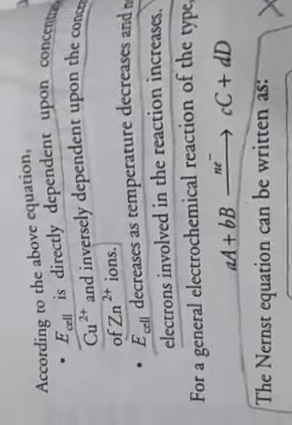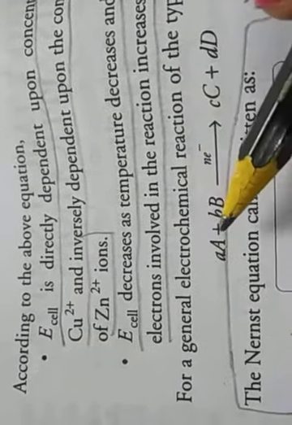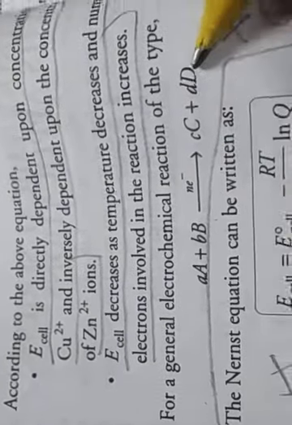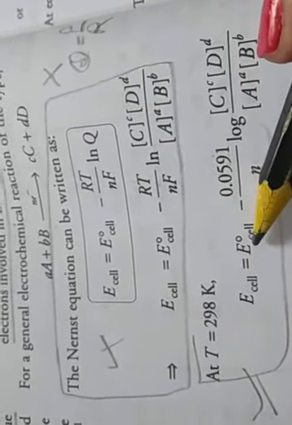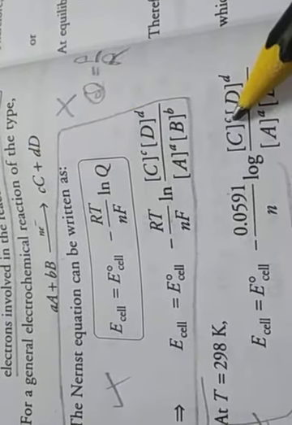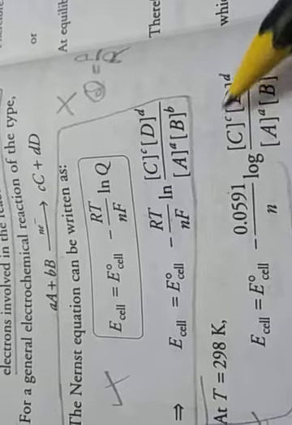If a general electrochemical reaction is given like aA plus bB, with n electrons gained, converting into cC plus dD products, then the Nernst equation at 298 Kelvin is E cell is equal to E naught cell minus 0.059 divided by n, where n is the number of electrons, log product upon reactant, so products C and D concentrations go to the power c and d, divided by A to the a and B to the b. So this is the Nernst equation for this reaction.